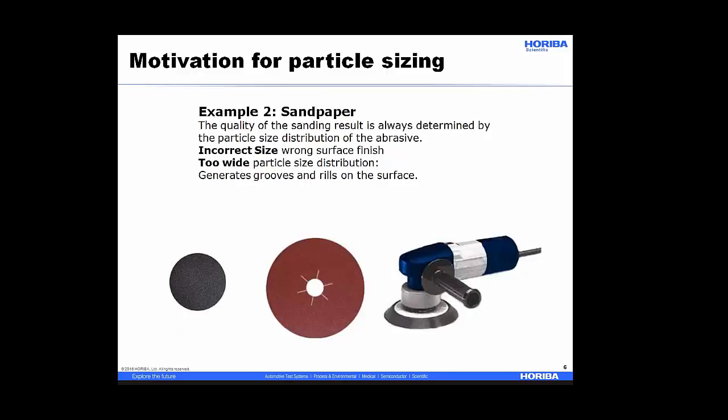Another example where the need for particle sizing is quite obvious is in any abrasive, but I'll mention sandpaper. If you have the wrong size or the wrong grit, you'll have the wrong surface finish. If you pick something that is a coarser grit than you want, your surface will be overly rough. And if it's too fine a grit, you'll have a very smooth surface, which will quite likely take you a long time and may not be your target. If your size distribution is too wide, you'll start seeing grooves and rills on your surface.